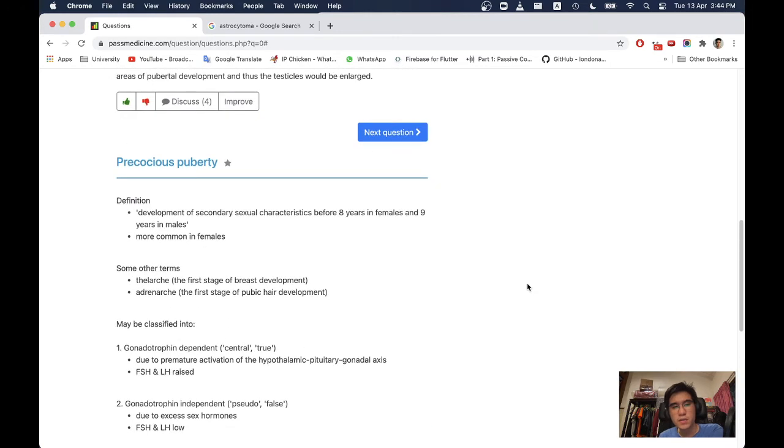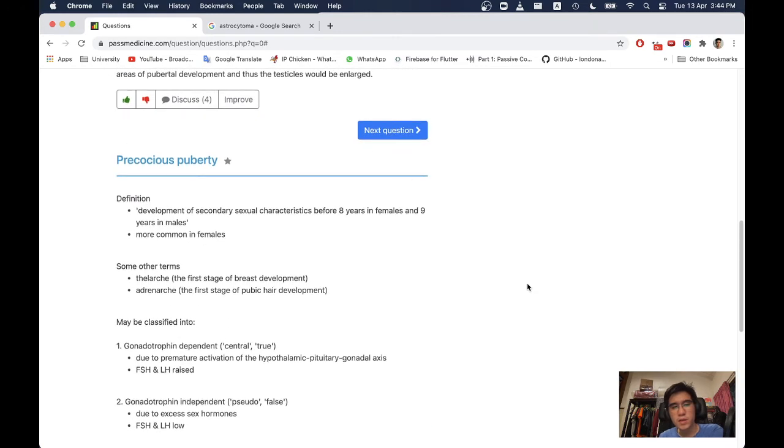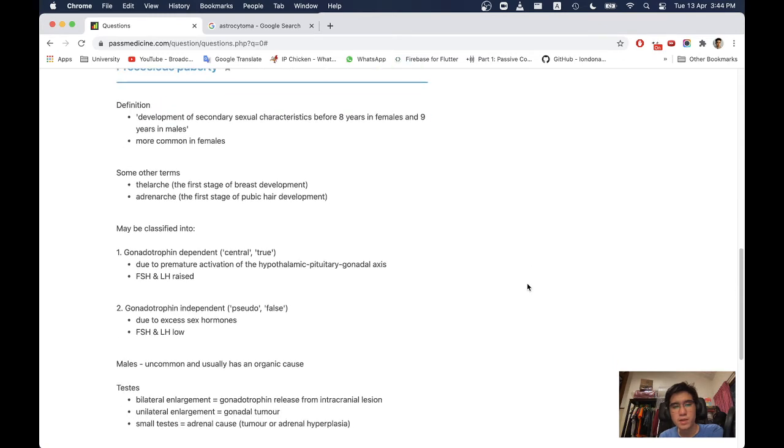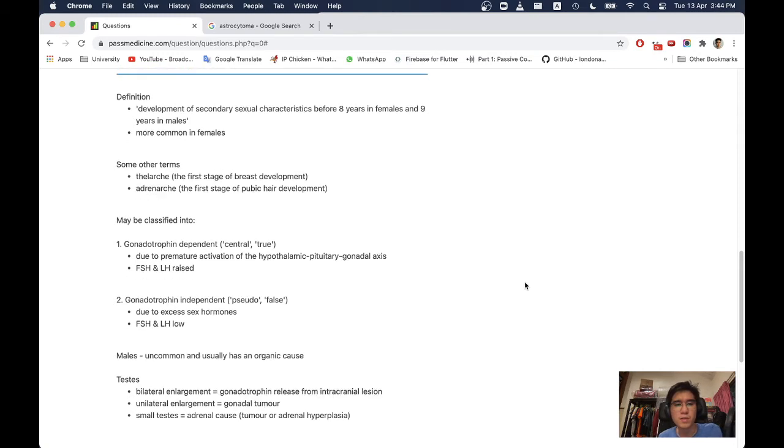Precocious puberty. Definition: development of secondary sexual characteristics before 8 years in females and 9 years in males, more common in females. Some other terms: telarche, adrenarche. Thelarche is the first stage of breast development, adrenarche is the first stage of pubic hair development.